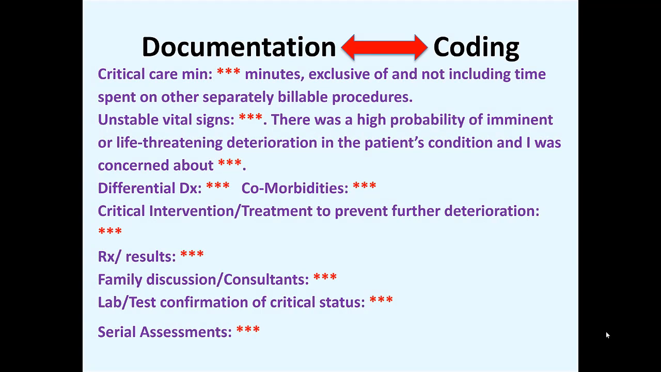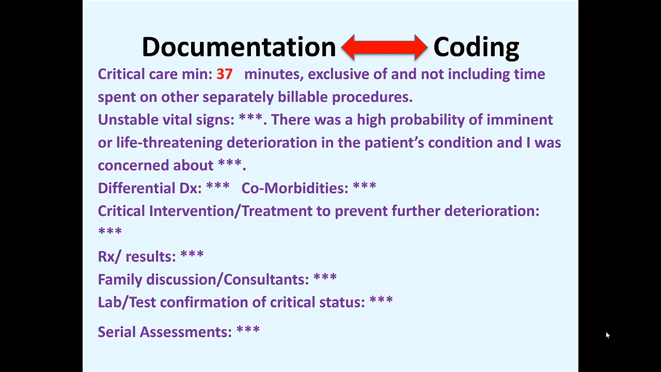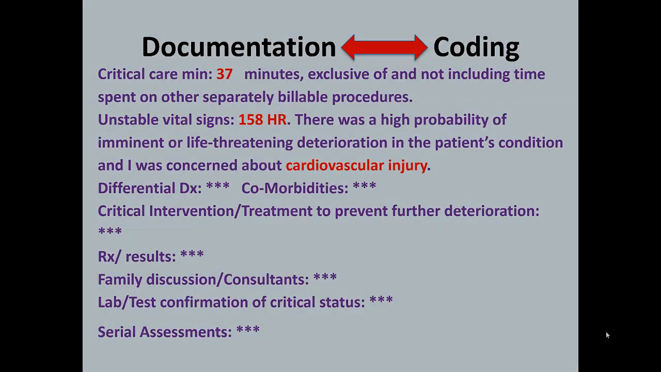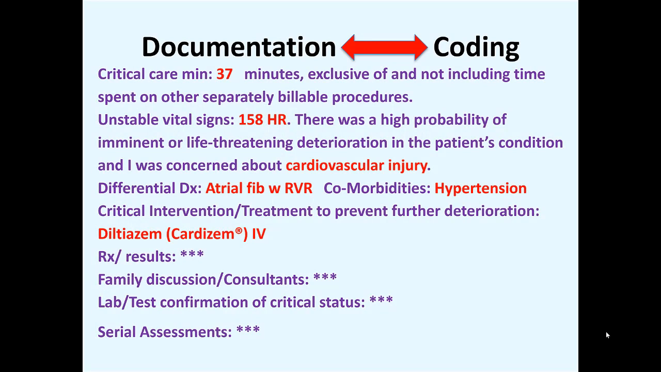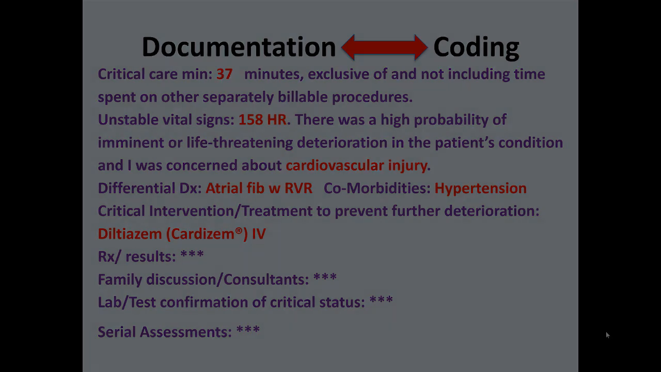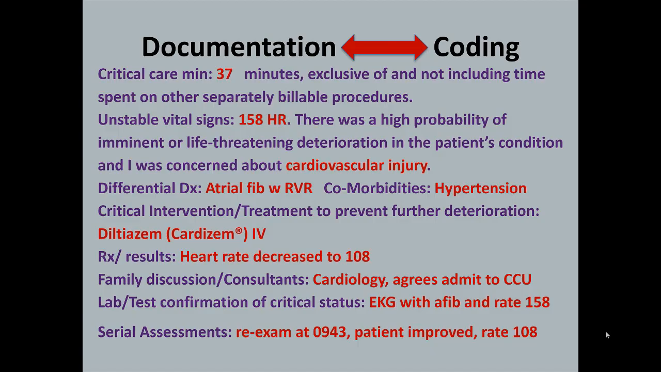Here's one example of a template. With little manipulation, any emergency physician can make it fit their preferences and local patterns. We fill in the spaces occupied by asterisks with specifics. For example, 37 minutes of critical care, a heart rate of 158 and concern about cardiovascular injury from the rapid rate. List the diagnosis of atrial fibrillation with rapid ventricular response and a comorbidity of hypertension, diltiazem IV for control of the atrial fibrillation, and include treatment results, with a rate decrease to 108, and so on.